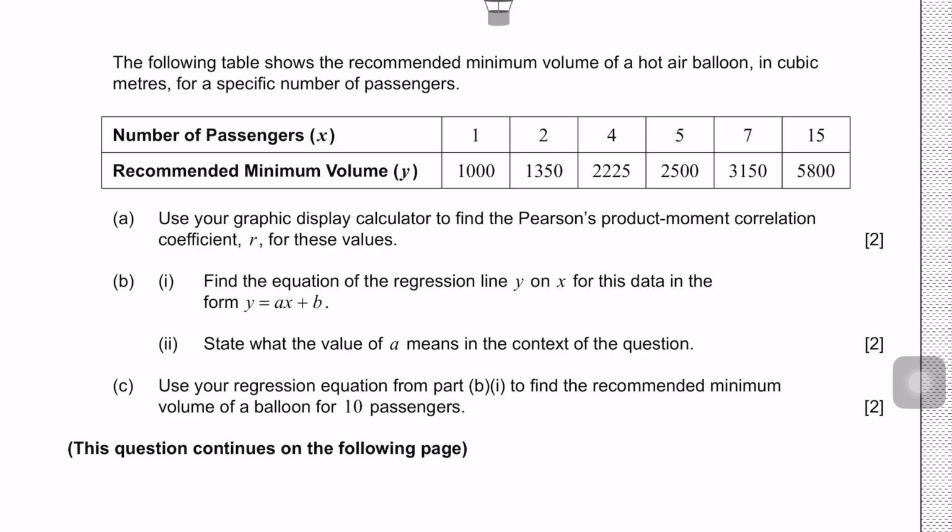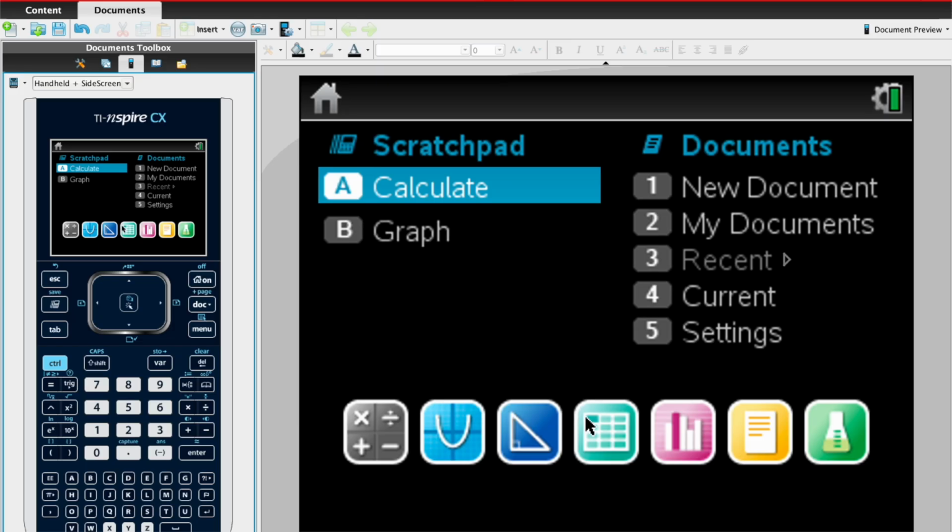Here's part A. Use your graphic display calculator to find Pearson's product moment correlation coefficient R for these values. So it's asking us, what is the relationship between the number of passengers and the volume? What is the strength of that correlation? And to solve this, we're going to need to go to the calculator. So let's go ahead to the calculator.